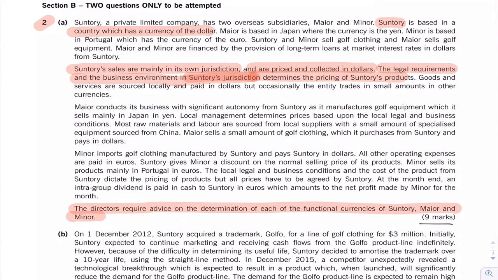So all the regulations, all the competitive forces, all seem to be in their country. Goods and services, so the prices of the local things are sourced locally and paid in dollars. So you say, so all of this makes it look like the functional currency is dollars. Then it says occasionally the entity trades in small amounts in other currencies, and use that line. And don't just ignore it. Use it and say, well, that would make you think that maybe the functional currency is another one, but it's only a small amount, so it's immaterial. And we don't need to look at any secondary factors here. It looks like Suntory is dollars.